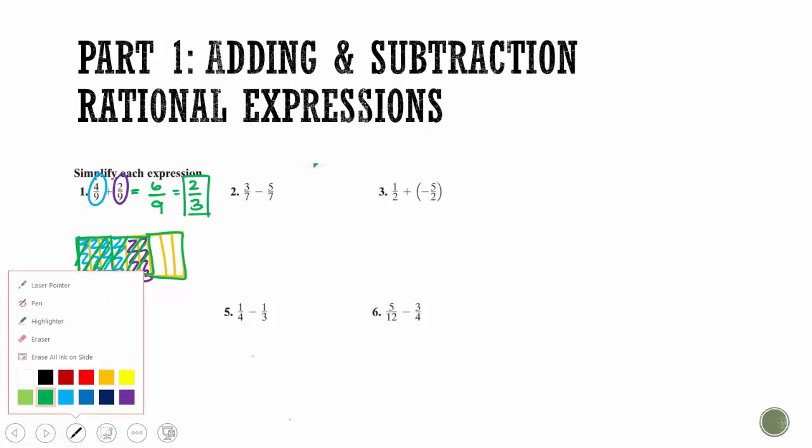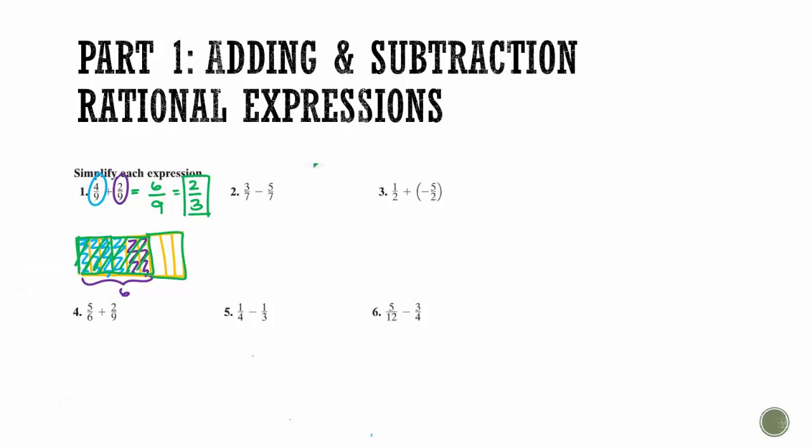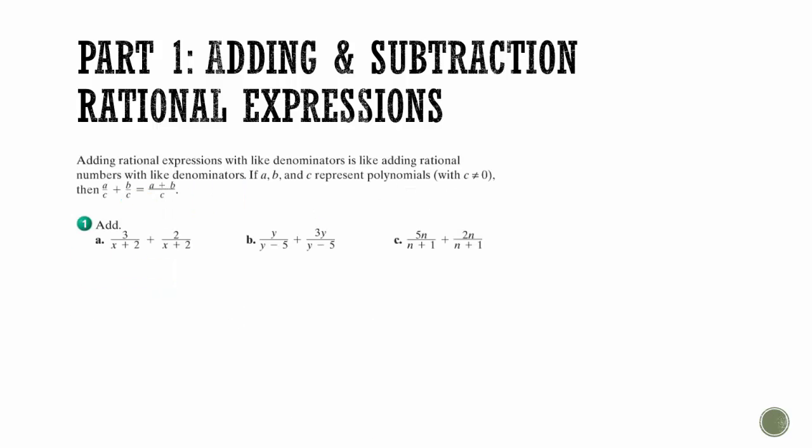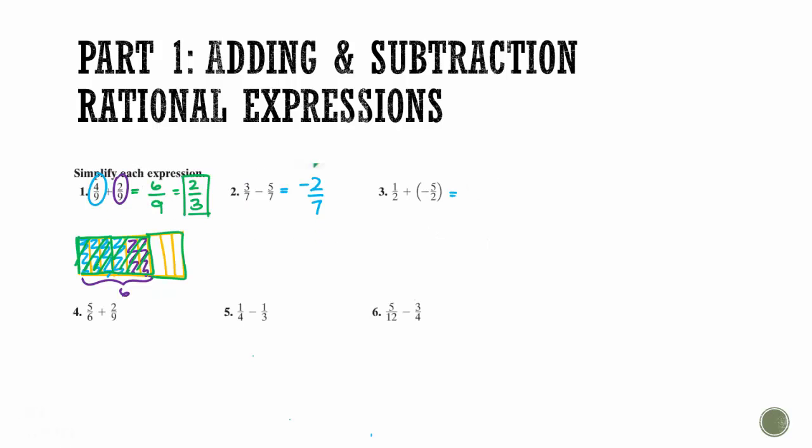So same thing with subtraction, it works the same. If your denominators are the same, all you gotta do is subtract the numerators. So 3 minus 5 would give us negative 2/7. Same thing with one like this. If you're adding a negative, it's just like subtracting, so you'd end up with negative 4/2, which would be negative 2.